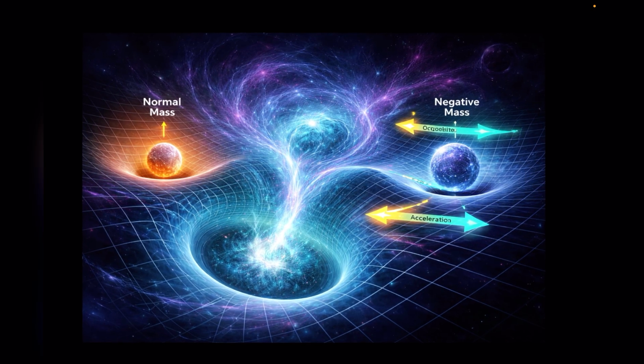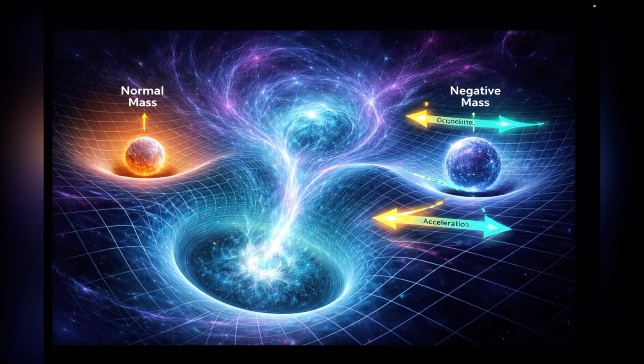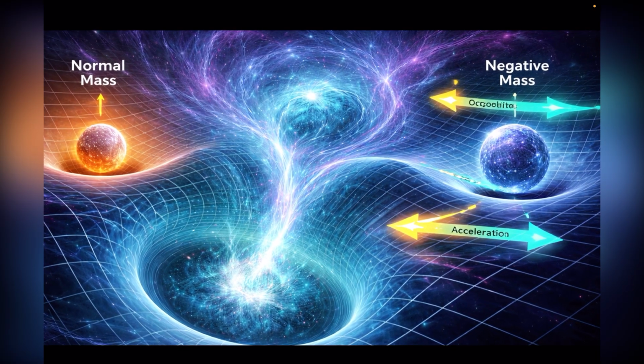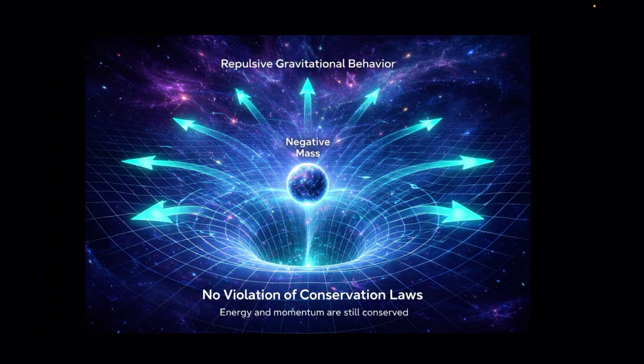So what are the properties of this exotic matter? If this exotic matter exists, it would have some unusual properties. It would have negative mass. It would curve space-time in the opposite direction of normal matter, with an opposite response to forces. When pushed, it would accelerate in a direction opposite to the applied force, and it would have repulsive gravitational behavior. Instead of attracting other things, it would tend to push space-time outward.